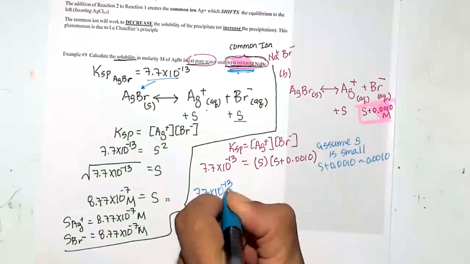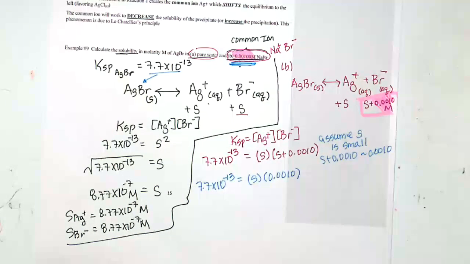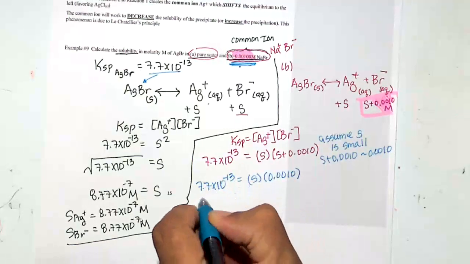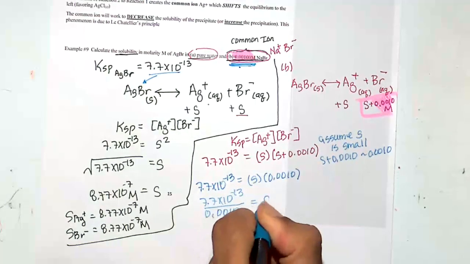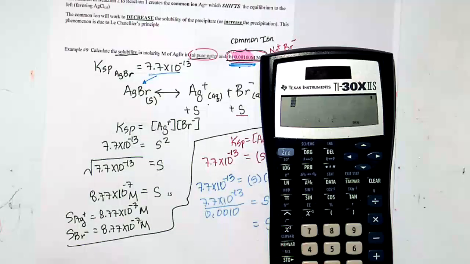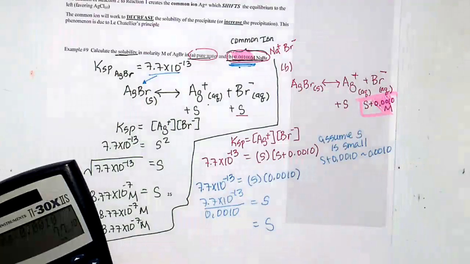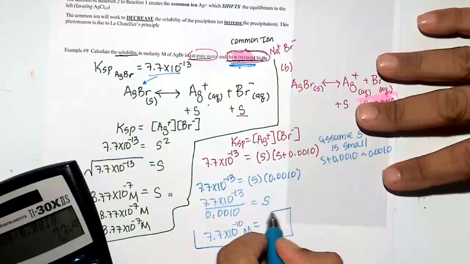All right, so 7.7 times 10 to the minus 13 equals S times 0.0010. And then 7.7 times 10 to the minus 13 divided by 0.0010 is equal to S. Okay, so S is equal to, what is that, 7.7 times 10 to the minus 11? Minus 10. Oh, well, can't win them all. 7.7 times 10 to the minus 10.